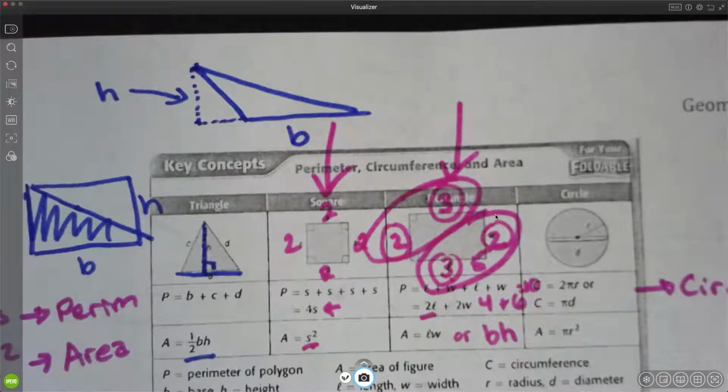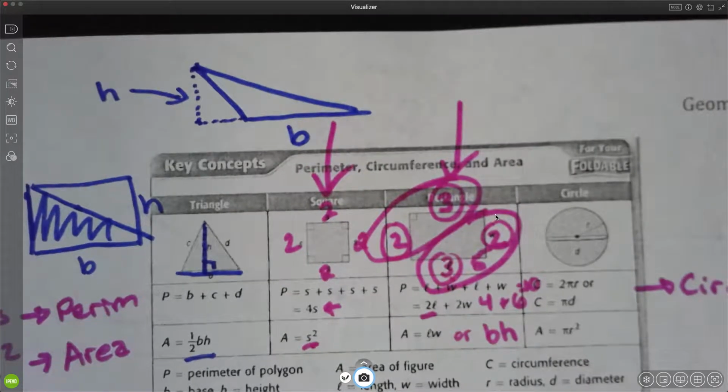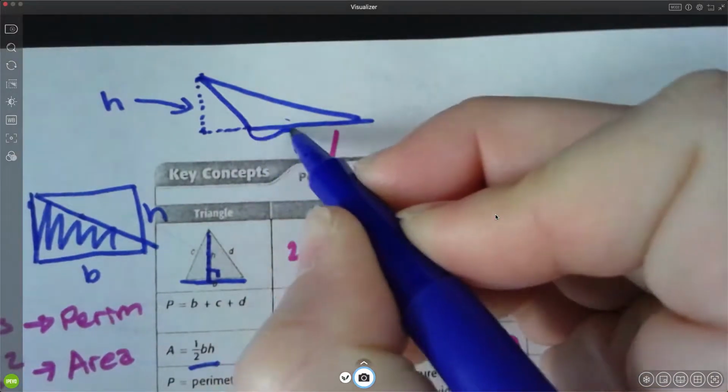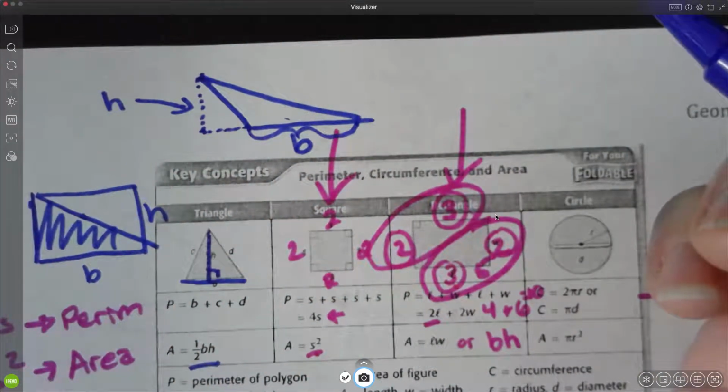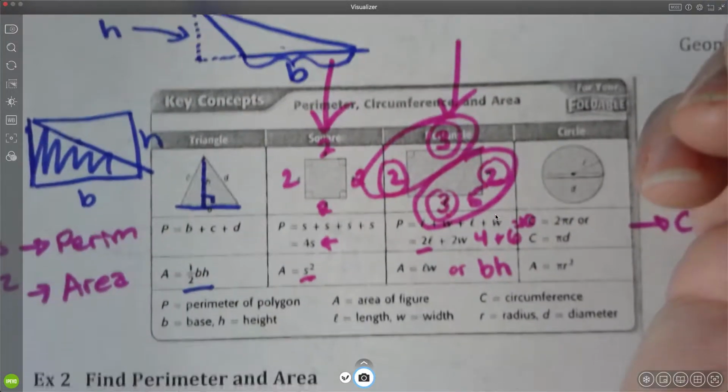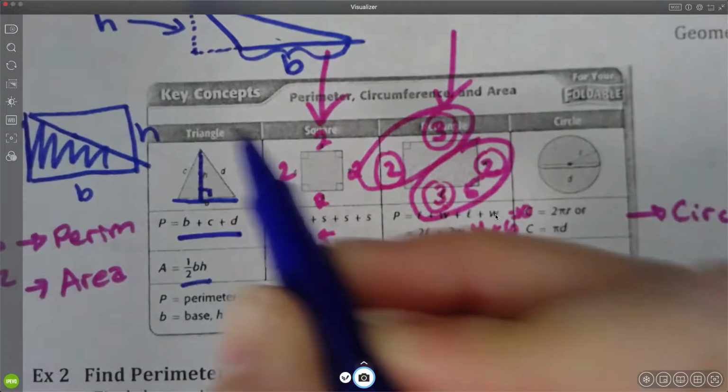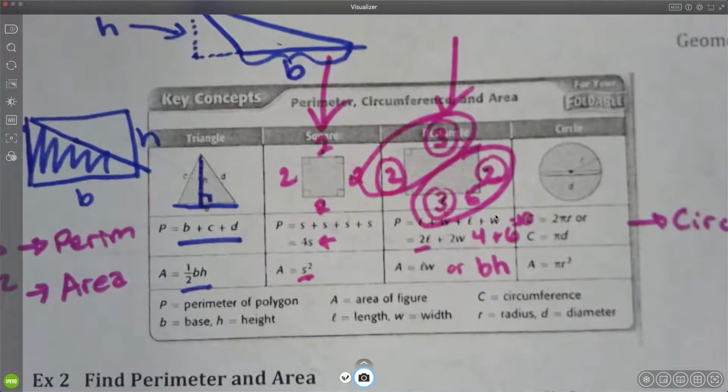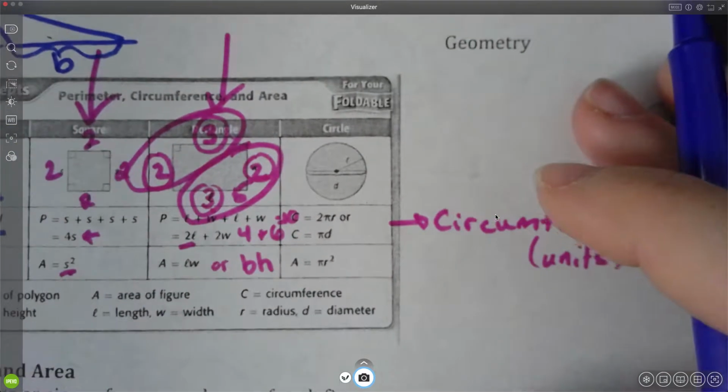You'll have to take that into consideration. So those are kind of weird shapes, but that is truly your height. And the base is just from here to here, right? That's the only length of your base, all right? So don't let that trick you. And then to find the perimeter of a triangle, it's just adding up all the sides together. Okay, go over to circumference and perimeter.